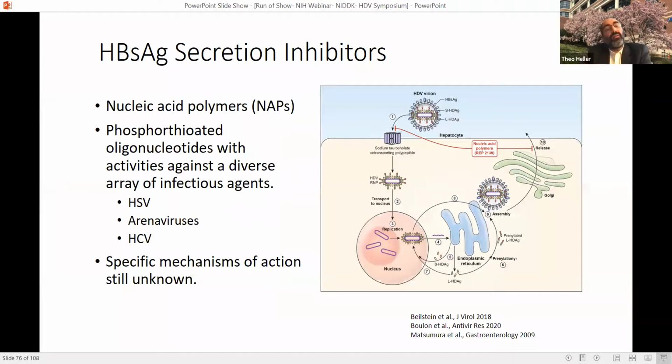What about hepatitis B surface antigen secretion inhibitors? These are nucleic acid polymers. These are oligonucleotides with activities against the diverse array of infectious agents, and the specific mechanisms of action are still unknown. Next slide, please.